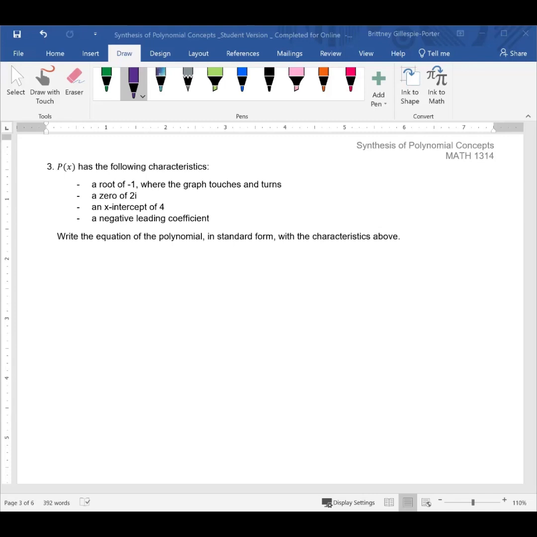So let's take each of these. A root of -1 tells us that x is equal to -1, where the graph touches and turns. Graphs touch and turn with even multiplicity. If we have a 0 of 2i, that means that x is equal to 2i. And by the conjugate roots theorem, we know x is equal to -2i. You cannot have just one i.